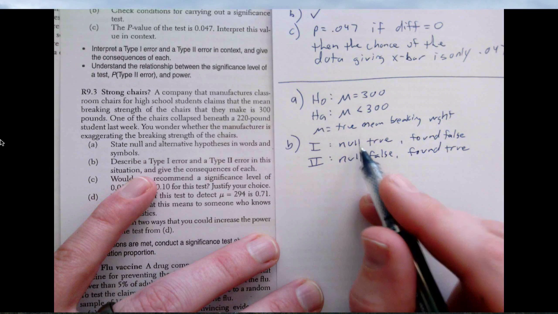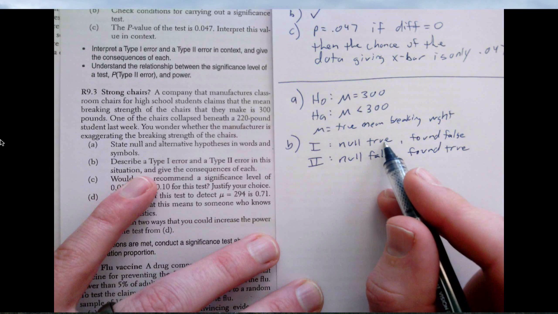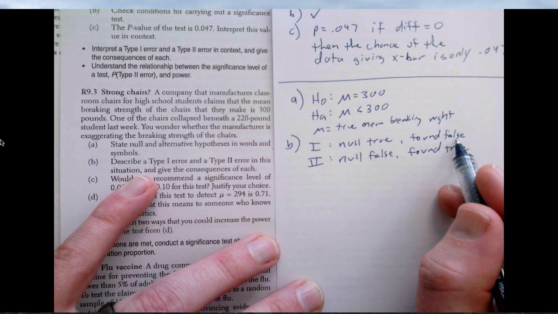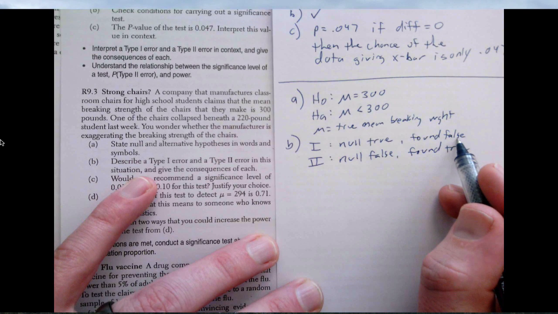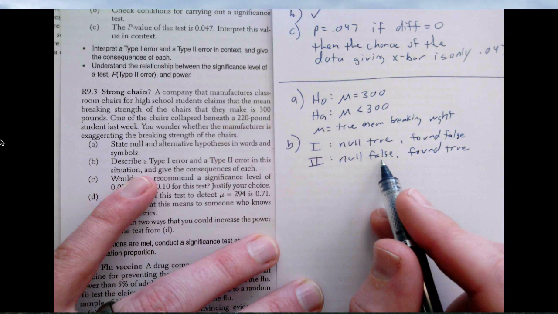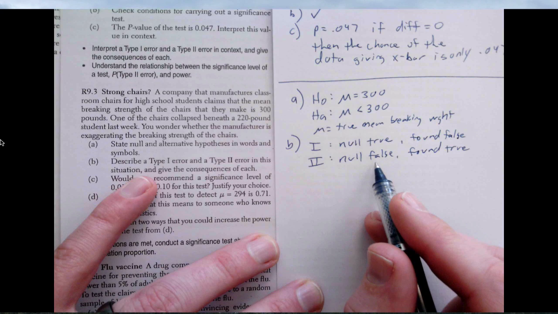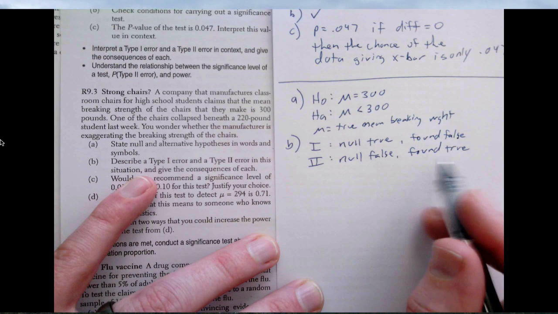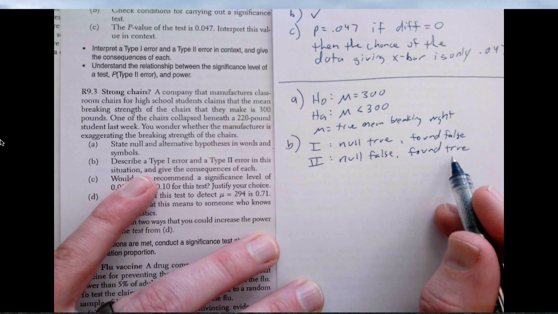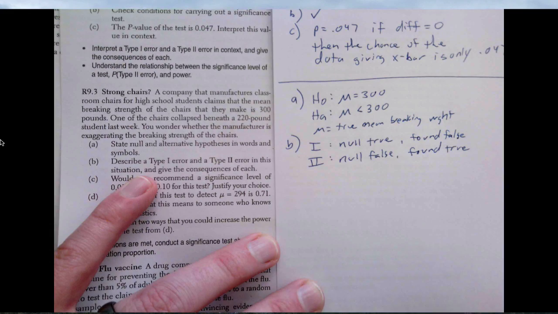So in this case, the null is true. So the mean breaking weight is 300, but we think that they're wrong and we reject that in favor of thinking that their chairs break with a lower weight. Now the null is false. So the mean is not 300. The mean is really truly under 300, but we do not find that it is under 300. So we did not reject the null when we should have rejected the null.